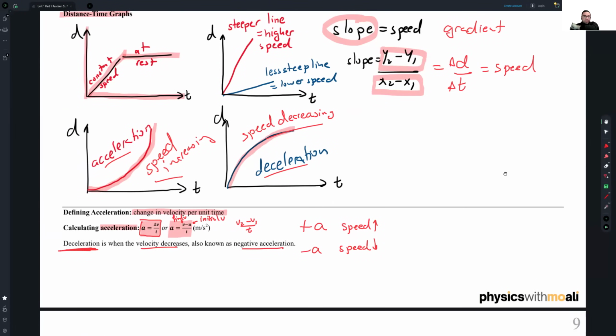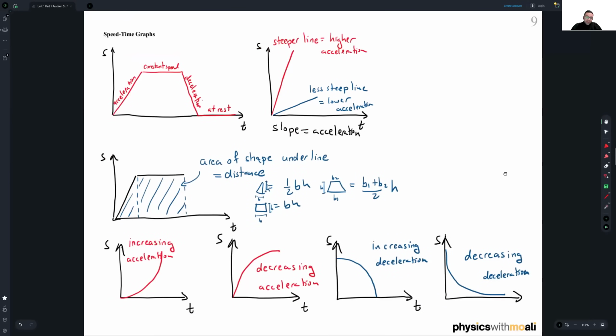Next, let's talk about speed time graphs. Arguably the most important, the most nuanced, and the most challenging part of these kinds of questions. With a speed time graph, you have different types of things that you see. Speed is on the y-axis, time is on the x-axis. So you see 4 different types of motion here. You can see acceleration, constant speed, deceleration, or being simply at rest, depending on if the line is going up, it's horizontal, or if it's going down.